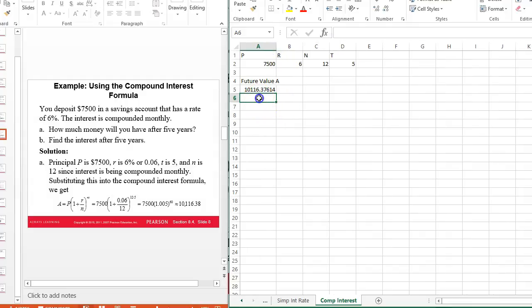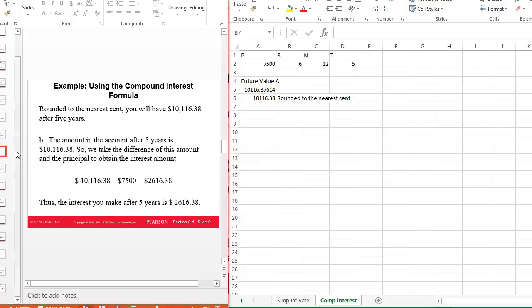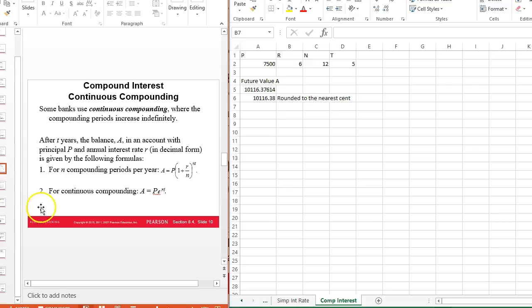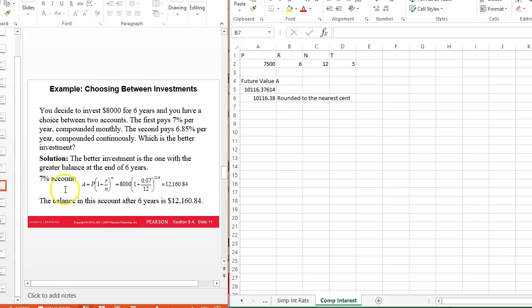So if I want it to be rounded, just click equals round the number, 2 decimal places, again typical for money. So rounded to the nearest cent. So there's compound interest. If I ever see another compound interest problem, I can adjust it. So this is one we saw a little bit later. 8,000.